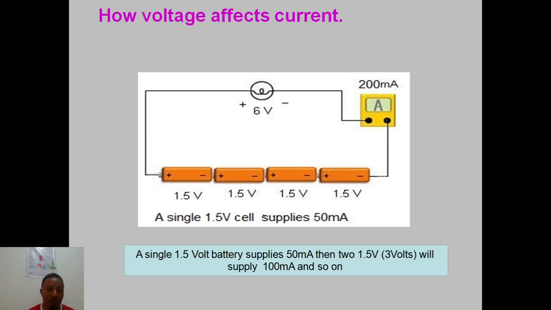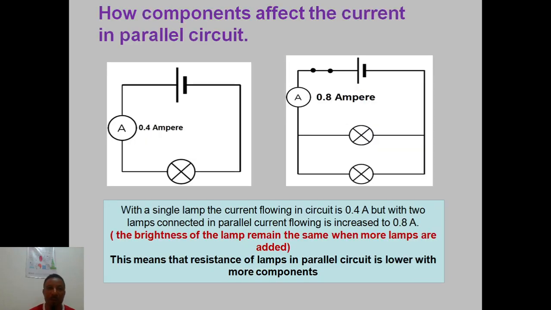This goes a long way to say that the more you increase the voltage, the more charge is produced. They are directly proportional. When you increase the voltage, you are increasing the charge flow in the circuit. A single 1.5 volt battery supplies 50 milliamps. Then for two 1.5 volt cells, let's say 3 volts, it will supply 100 milliamps and so on. We explained that earlier.